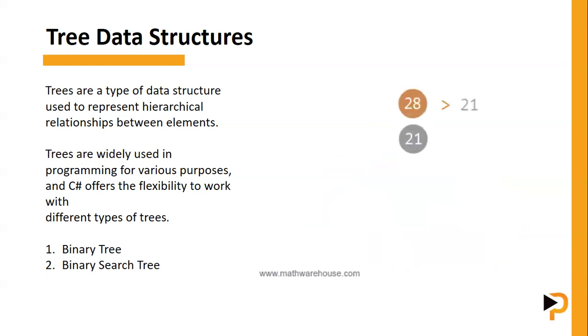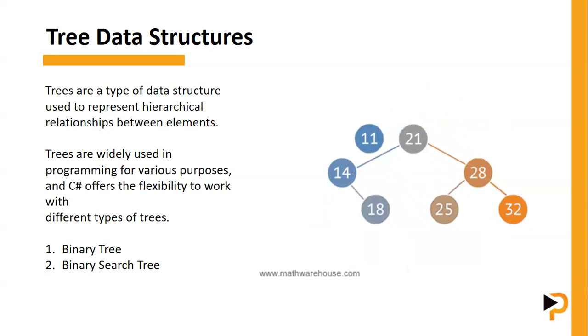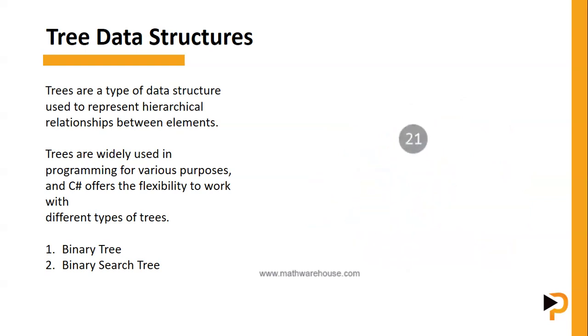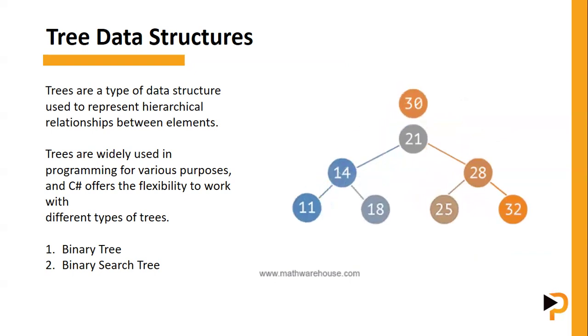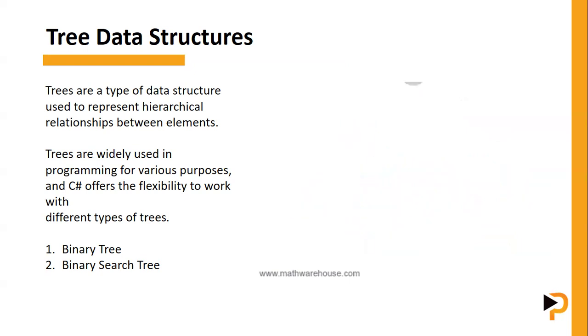So trees are a type of data structure used to represent the hierarchical relationship between elements. Trees are widely used in programming for various purposes, and C# offers the flexibility to work with tree data structures and implementations such as binary tree and binary search tree. I have visited most of the applications, but rarely are these kinds of data structures used. So I request you, wherever you want, try to use it and check the performance after that.